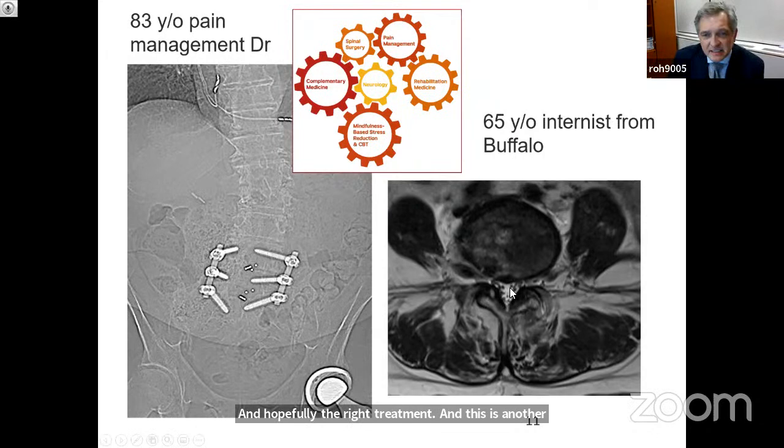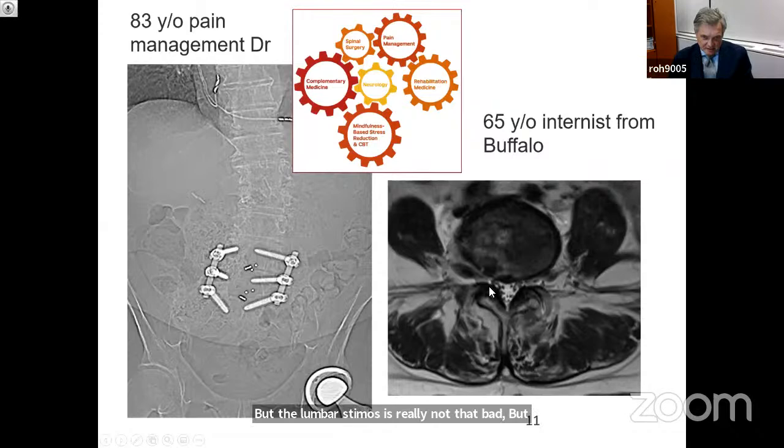She came from Buffalo, and she has lumbar stenosis, but it's really not that bad. What she also had, you can see that little bright spot, was a synovial cyst there. So the problem was not really the lumbar stenosis, it was really more the cyst. Ricky Singh was here today, and he aspirated that cyst and she was pain-free afterwards, and she's going back to Buffalo tonight.